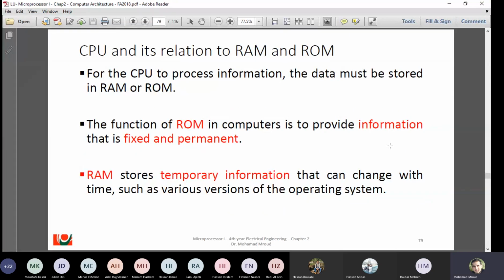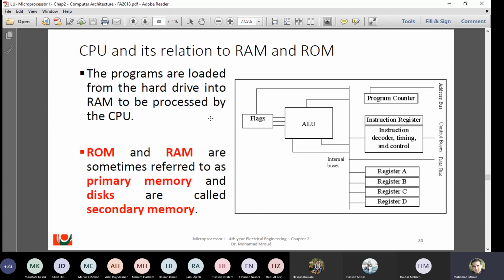Now, CPU and its relation to RAM and ROM. For the CPU to process information, the data must be stored in RAM or ROM. The function of ROM in computers is to provide information that is fixed and permanent. RAM stores temporary information that can change with time, such as various versions of the operating system, for example. So ROM cannot be modified. RAM, so it's random access, so we can modify it. Now, the programs are loaded from the hard drive into RAM to be processed by the CPU. ROM and RAM are sometimes referred to as primary memory, and the disks are called secondary memory.